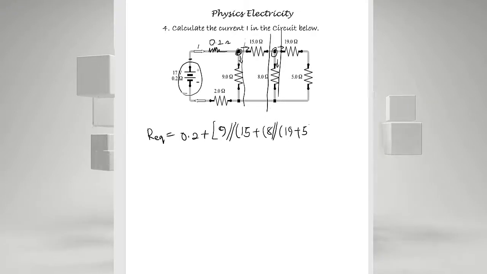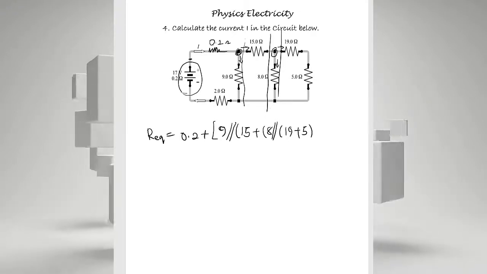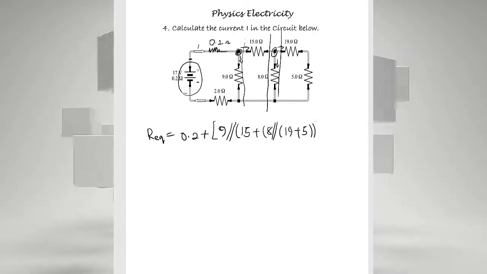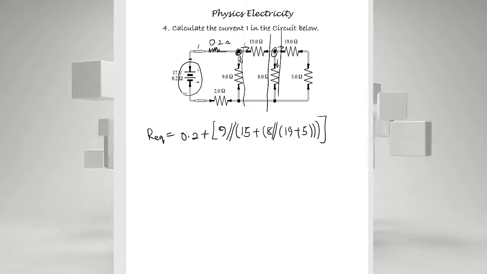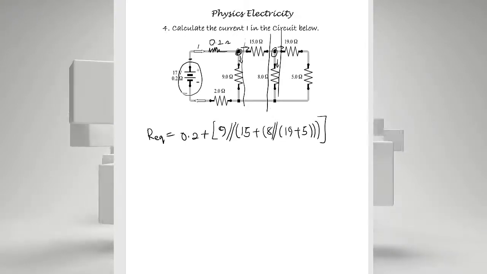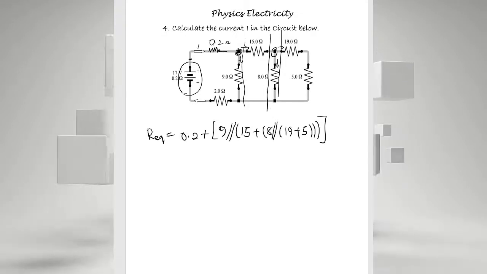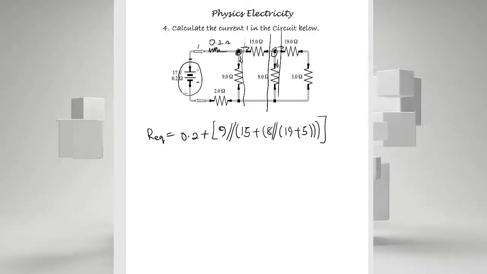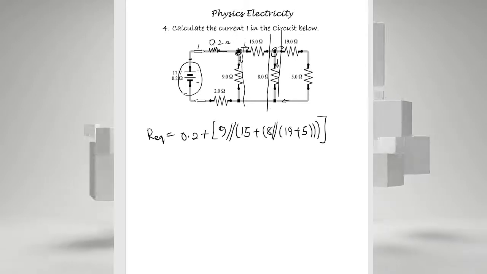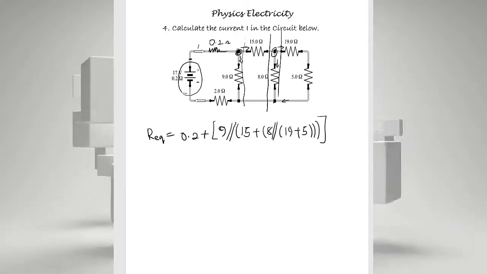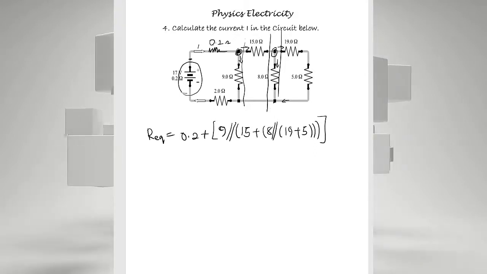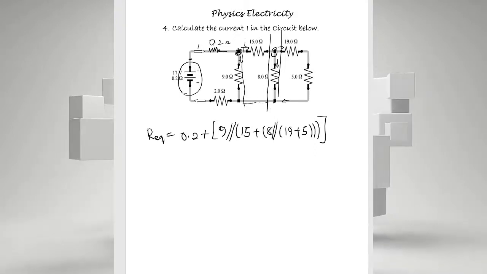So I can close that bracket, close the other bracket for the 8, the one for the 15, and then the one for the 9. Good. Now that I've written this formula, I would like to label it. I'll be working from inside, so let me call the 19 plus 5 R1.